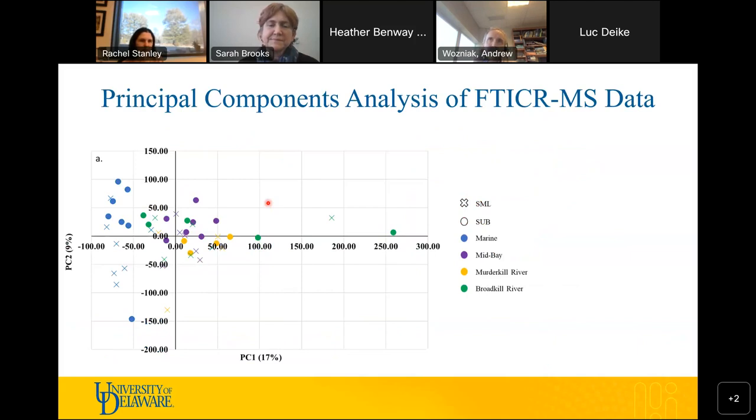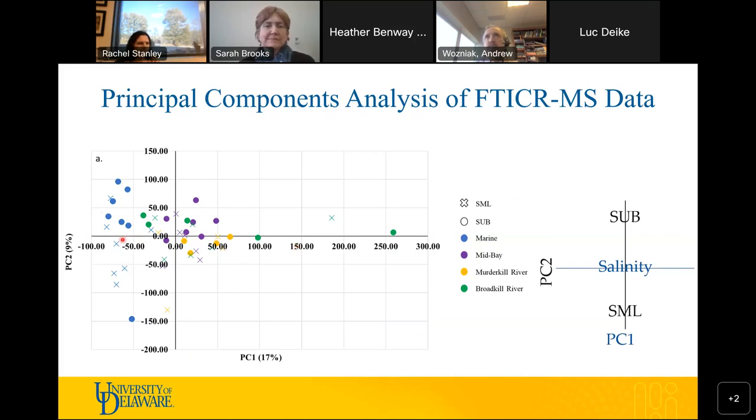And that's what I've done here. And you can see I've color coded my samples again. This time blue is our marine site, purple mid bay, yellow and green are our two more terrestrial influence sites. And the data in principal component two and principal component one do separate in a somewhat logical way.